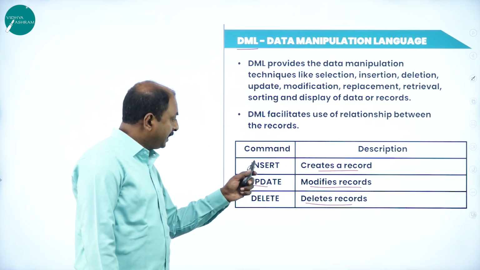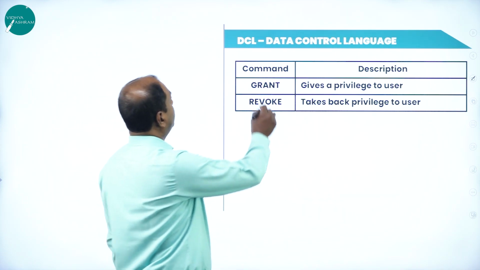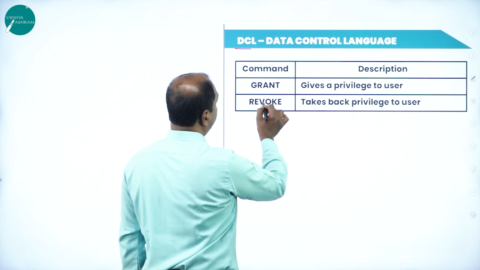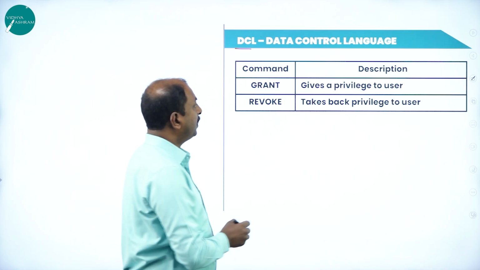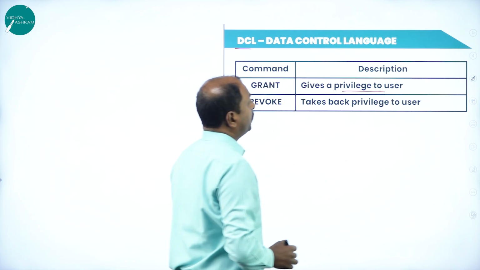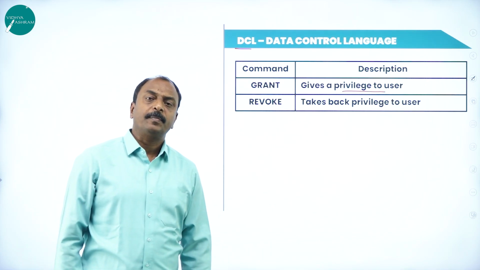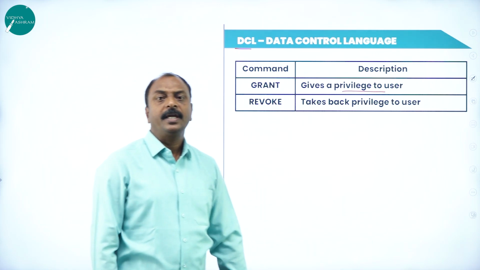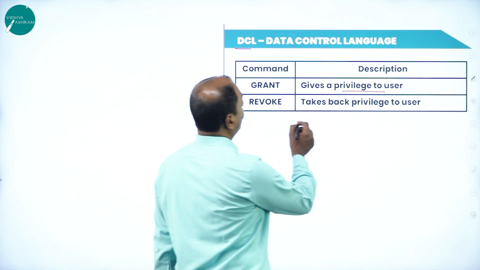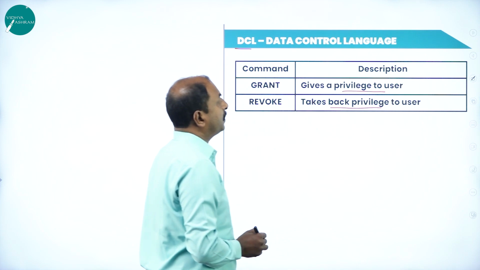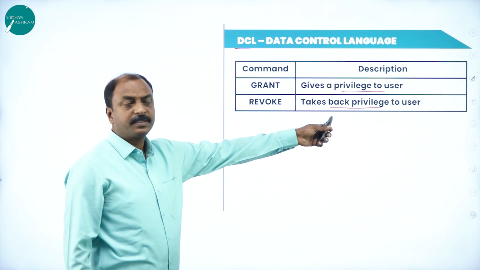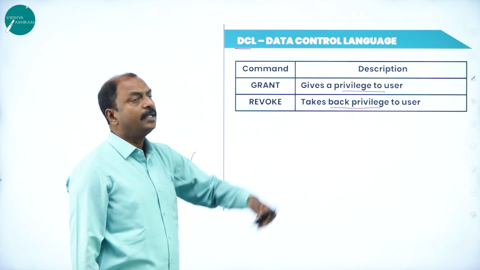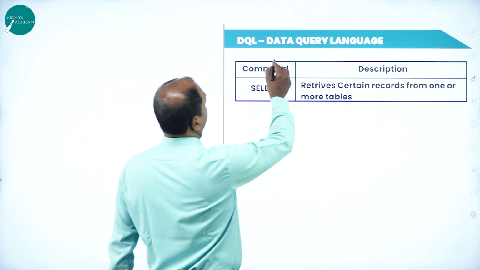Under this we have 3 SQL queries. Next we have DCL, that is data control language. So here there are two, one is grant and the other is revoke. So what is a grant command? It gives privileges to the user. So privilege is nothing but the permissions. So grant is a command that gives privileges to the user in using the database. And revoke takes back the privileges given to the user. So revoke command is used to take back the permissions or the privileges given to the user. These two are DCL commands. Next one is DQL, data query language.